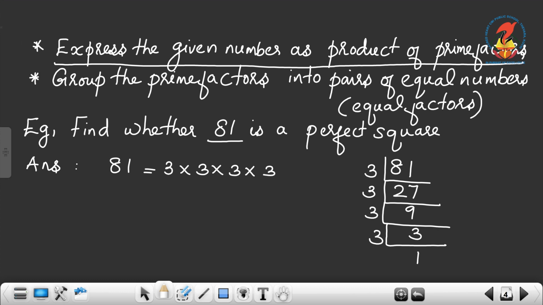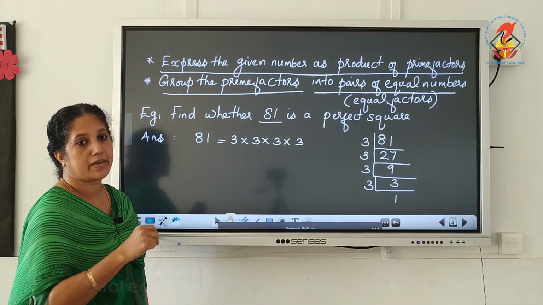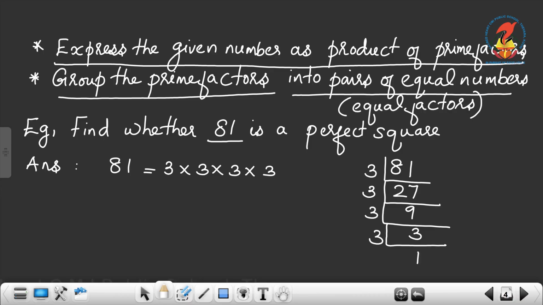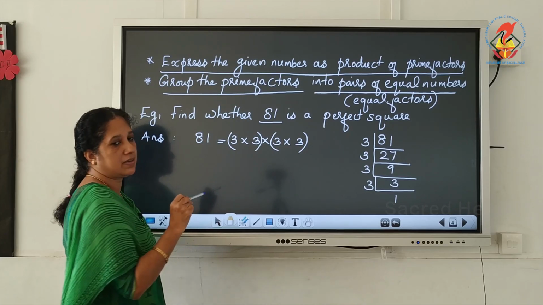Now look at next step, group the prime factors. You have to group the prime factors into pairs of equal numbers. Pairs of equal numbers or pairs of equal factors. That is the second step. So we want to group these prime factors into pairs. So the first pair 3 into 3, in one pair we have two numbers and equal numbers. You have to take equal numbers. So 3 and 3 in one pair. The next pair is 3 into 3.